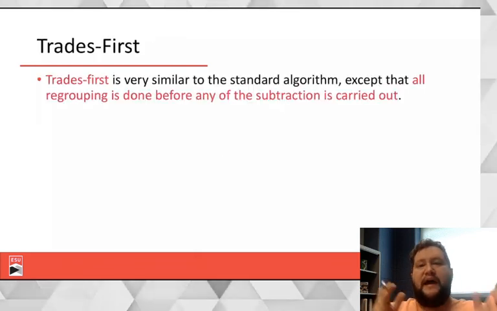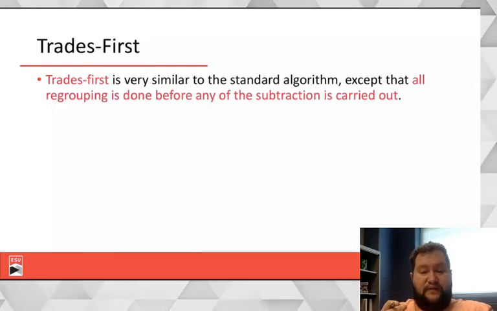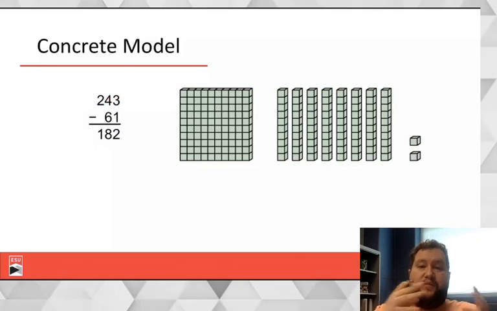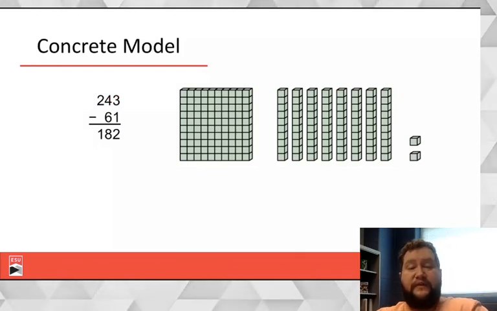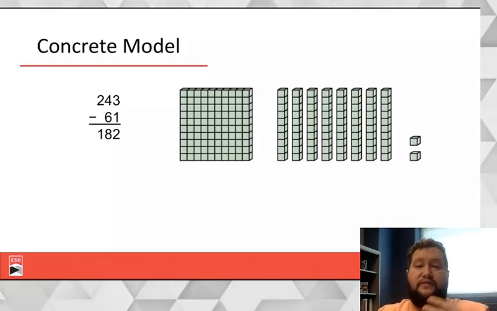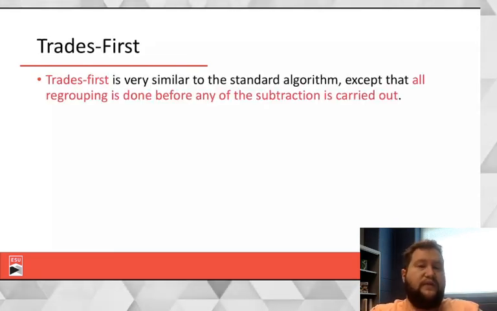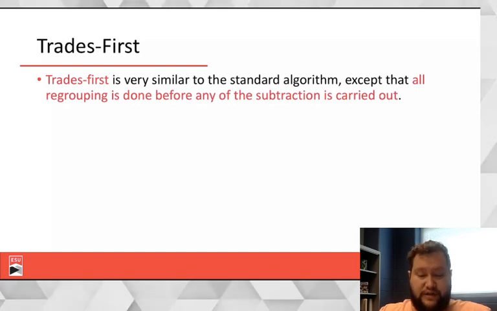Right, and so we can see how, at least from the set model to the concrete model, that's a really natural bridge, right? Because we're working with individual objects, but then once we get to place value, using our base 10 blocks really enables us to interact with subtraction in a really concrete way. Now, trades first is going to be similar to our standard algorithm, except all of our regrouping will happen before we do any subtraction.